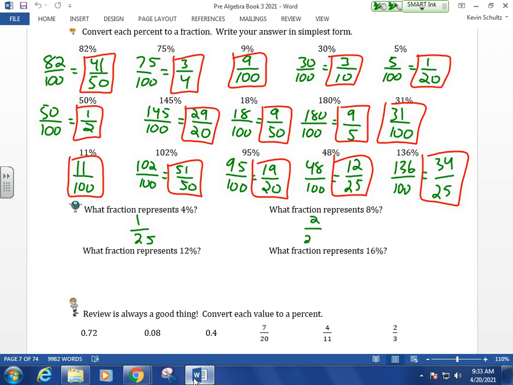8% would be 2/25. 12% is 3/25. 16% is 4/25. Okay? As we increase by 4%, our numerator is essentially going up by 1. 1/25, 2/25, 3/25, and 4/25. Anyone know why that would be? Why when you increase by 4% each time as we go through those, our numerator is just going up by 1 each time and not by like 4, which you might think it would?